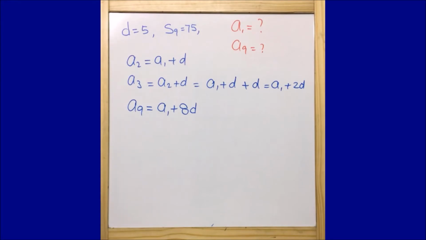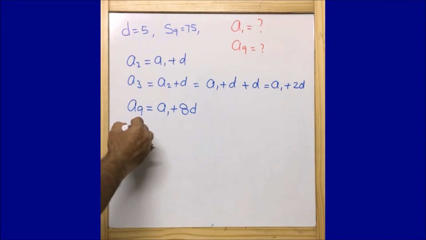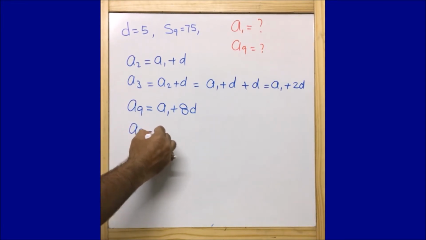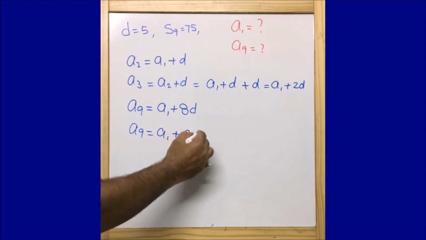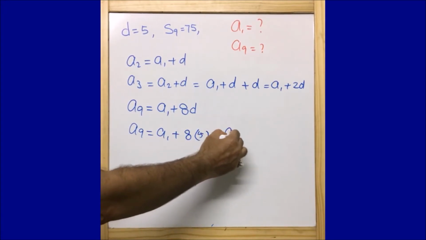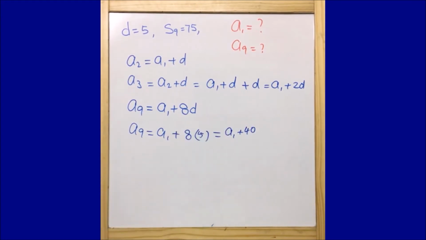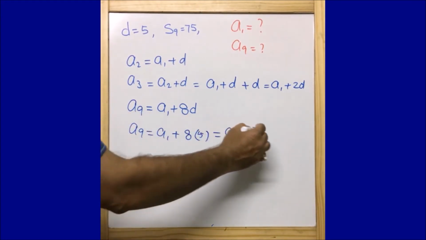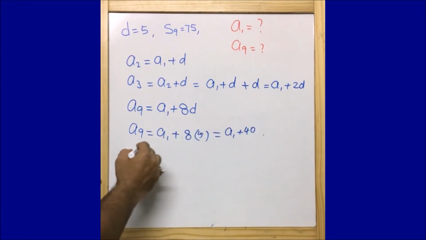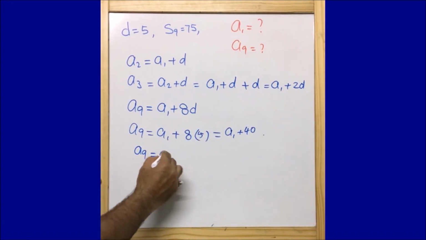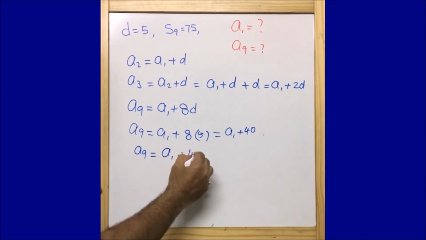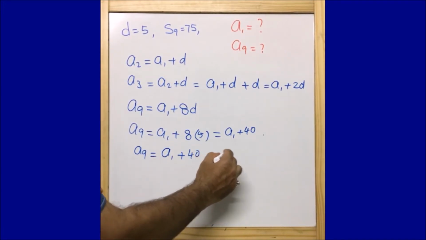Now this is what we have. I have with me D is equal to 5. So I can replace the value of D, 5, and I can write A9 is equal to A1 plus 8 into 5, that is equal to A1 plus 40. Okay, so that means A9 is equal to A1 plus 40. Let us name this one as equation 1.